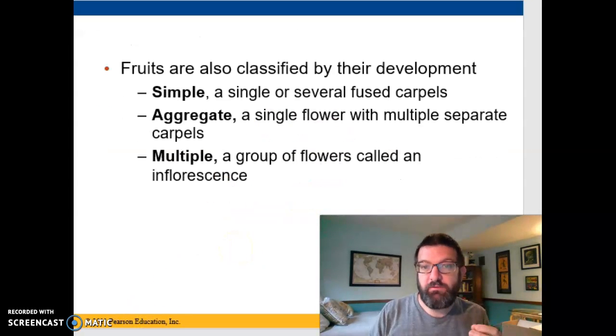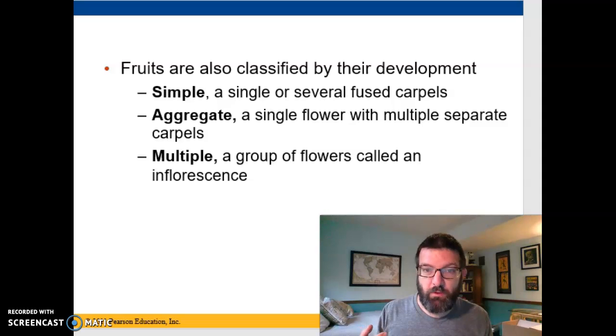Fruits can also be classified as simple, if you have just a single carpel, or multiple carpels that have been fused to become a single carpel. Aggregate, if you have a single flower that has multiple distinct separate carpels.